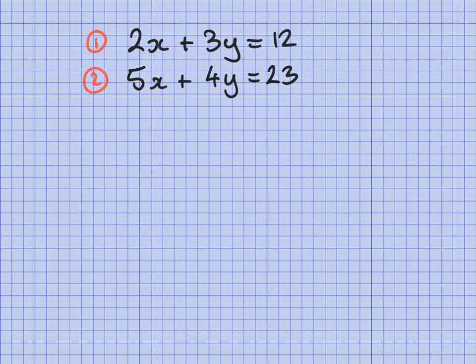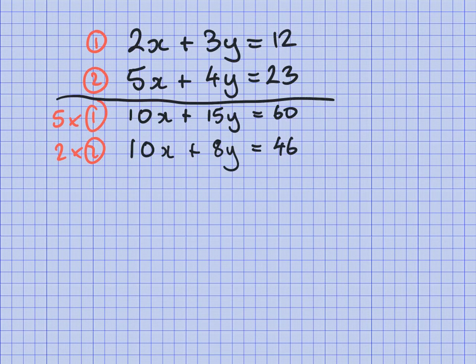I'm going to focus on getting the same number of x's here. An easy number to choose would be 10, because they would both go into 10. So I times the top one by 5 and the bottom one by 2. And that will give me the following. Okay, so as you can see, we've times the top by 5, the bottom one by 2, and that's given us two new equations, which are the same as the ones above, just multiplied.